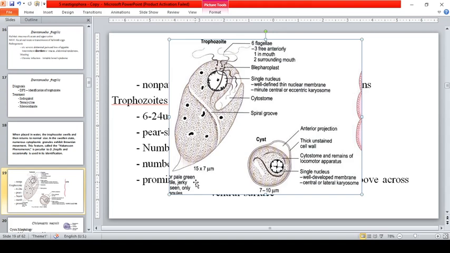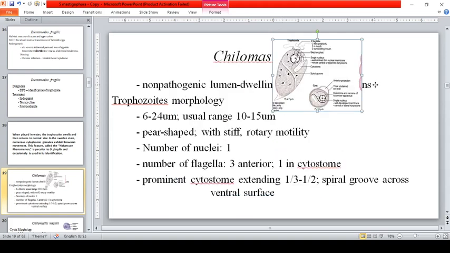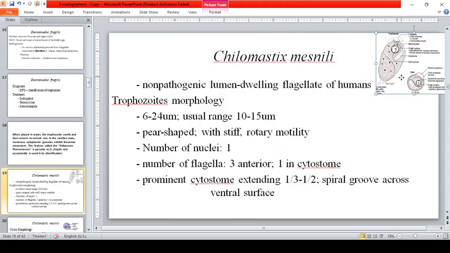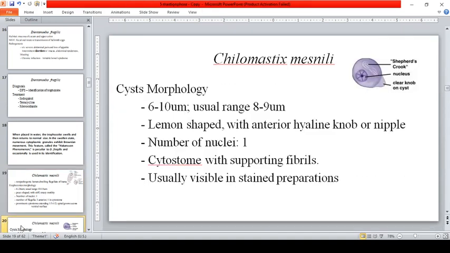Okay, so anterior projection. This one has a thick unstained cell wall, which is for the cyst. So the cytostome and remains of the locomotor apparatus, and it has a single nucleus with a well-developed membrane and central or lateral caryosome. So that is for the trophozoite and the cyst stage. We already discussed the cyst stage, so this one is for the cyst stage.